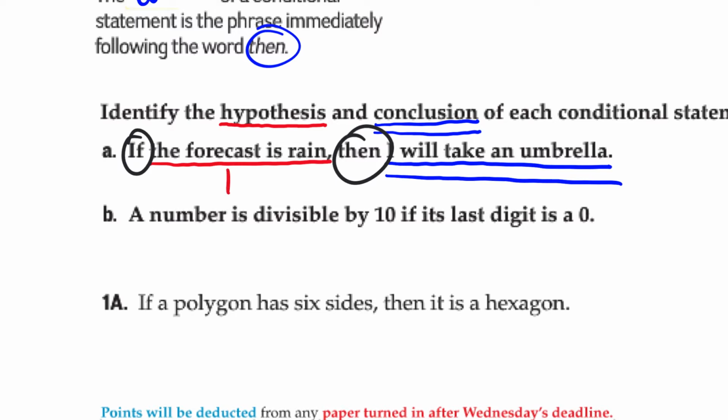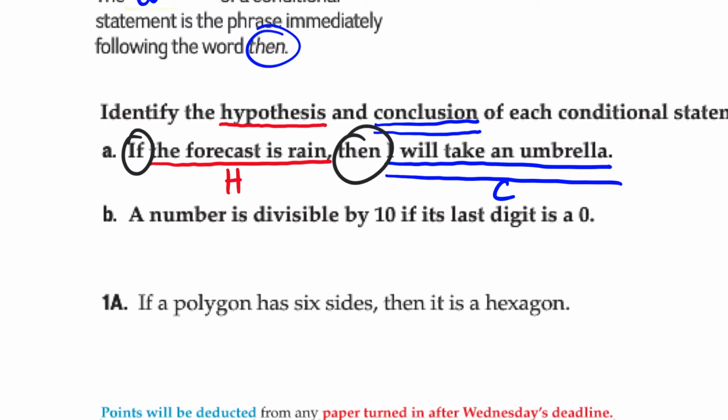So this part right here is our hypothesis. This part right here is our conclusion. Now, just like in real life, everything doesn't always work out nice and neat. Sometimes the hypothesis and conclusion may not be where you think they should be. The main thing for what we're doing today is just to look for the keywords. So if you look for the if and then, it's going to help you figure this one out.